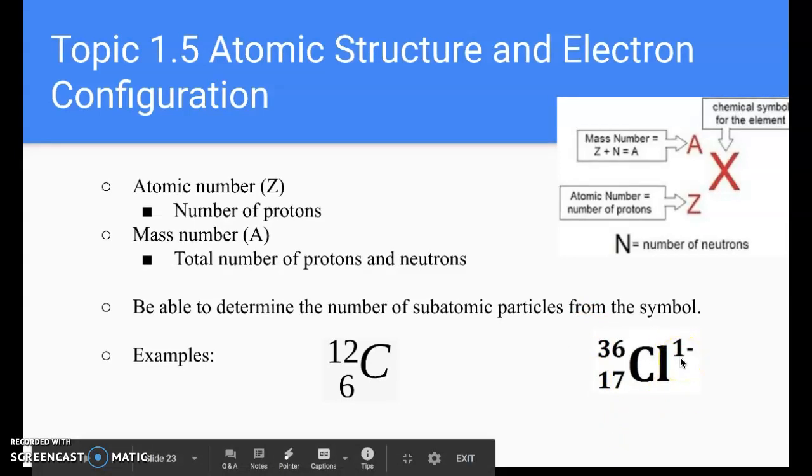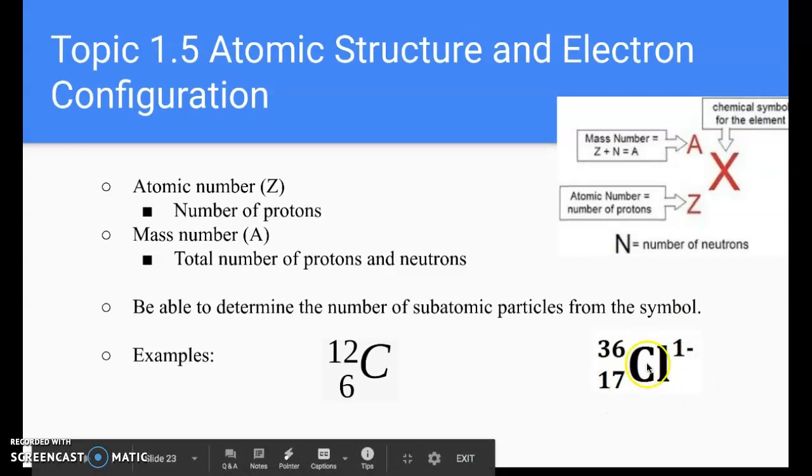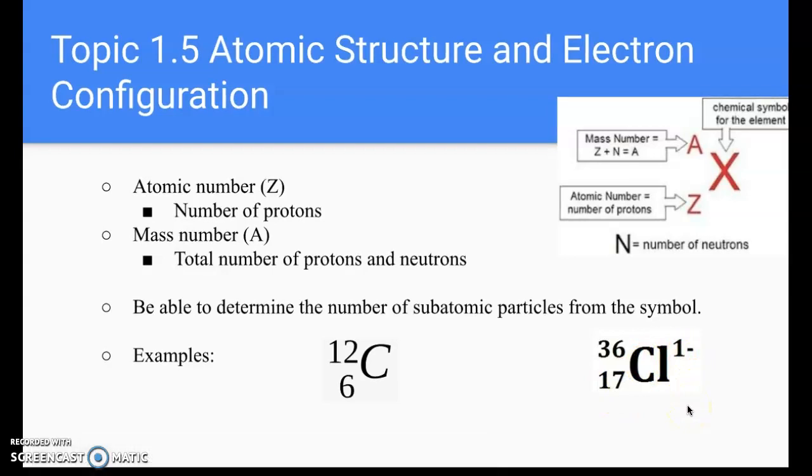And then for the number of electrons, now you have to factor in the charge. So if it's a -1 ion, that means you added 1 electron to the atom. So now you go 17 plus 1, now you have 18 electrons. So if you have a negative ion, that means you've added that many electrons. If it's a positive ion, that means you took away that many electrons. So there's the answers there.